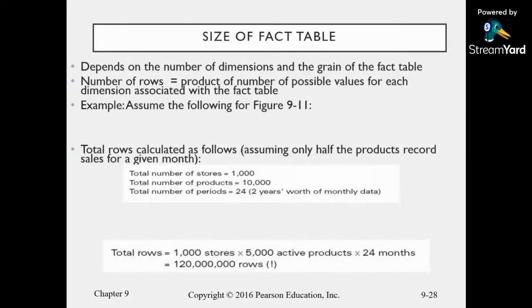Assuming only half of the products record sales in a given month, we have a total number of stores of 1,000, then a total number of products of 10,000. Then the total number of periods will be 24, that is 2 years' worth of monthly data. The rows equal the stores times the active products times the number of months, which gives us 120 million rows. That's a lot.